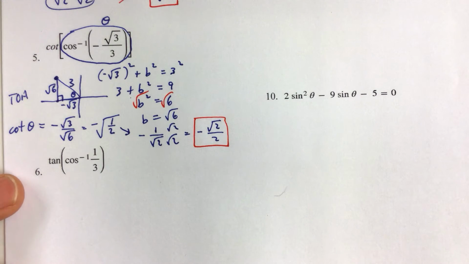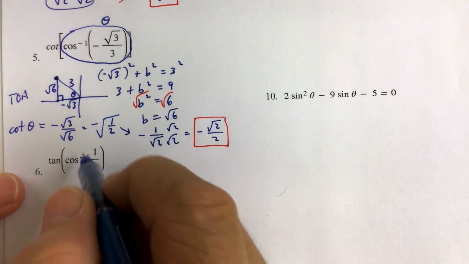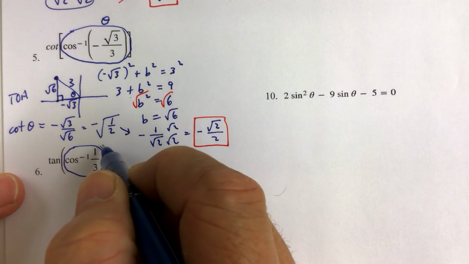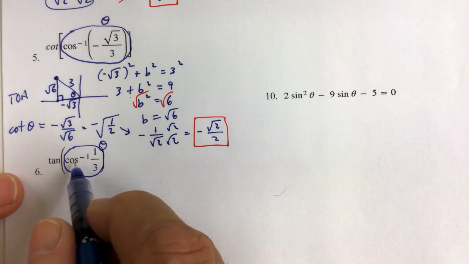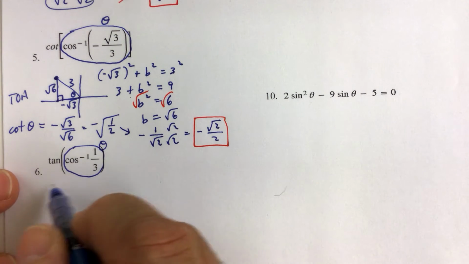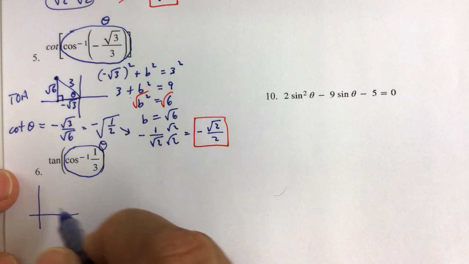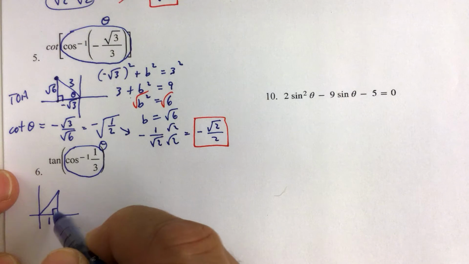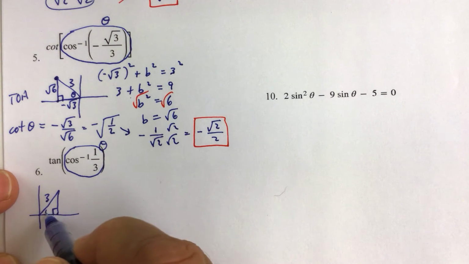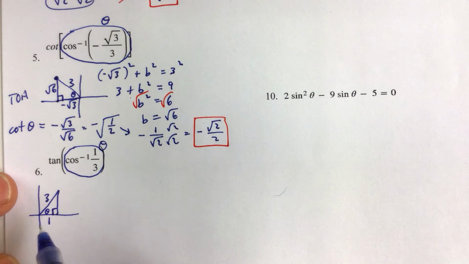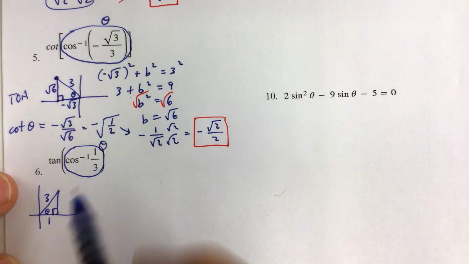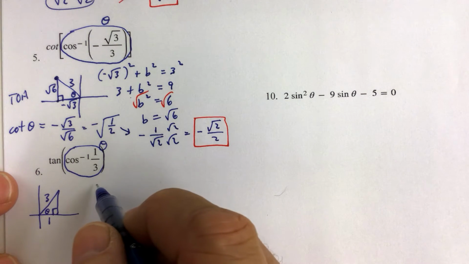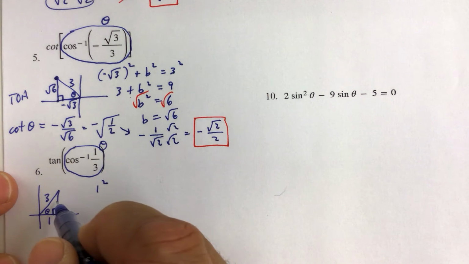Okay, problem number 6. We are looking for an angle first, in which the cosine of the angle is 1/3. That would be an angle in the first quadrant. So 1 right there, 3 right there, because the cosine of the angle is going to be the adjacent leg over the hypotenuse. And so we have to figure out the length of the opposite leg.